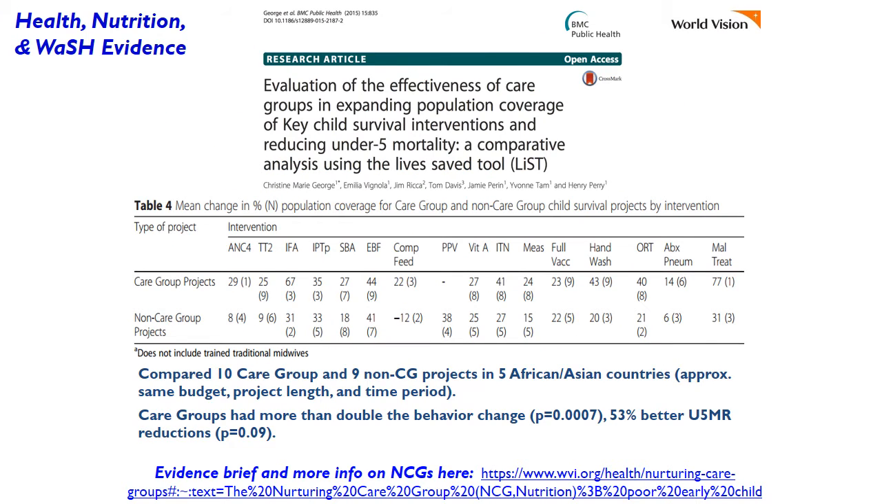I won't go through a lot of this, but one reason that we should be including this model in our grants is that we have a tremendous amount of evidence for the care group approach upon which it's based. In this study, the important upshot is that we saw double the behavior change when care groups were used and 53% better reduction in child deaths with care groups. The link to the evidence brief is at the bottom as well.